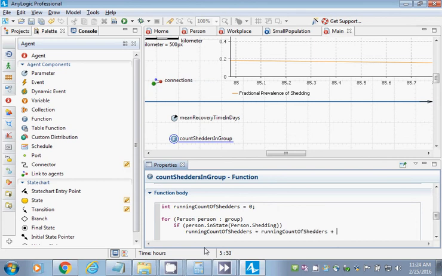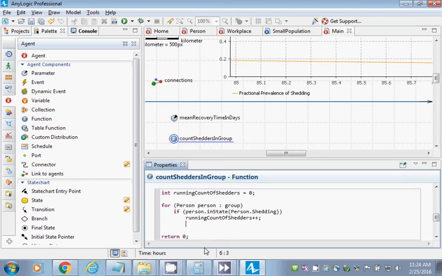So suppose we have 100 people. We're going down and recording the number that are shedding. You're shedding, no. Okay. You're shedding, no. You shedding, yeah. You shedding, no. You shedding, no. You shedding, yep. I record that. So I've got a count being accumulated, and then I return the count.